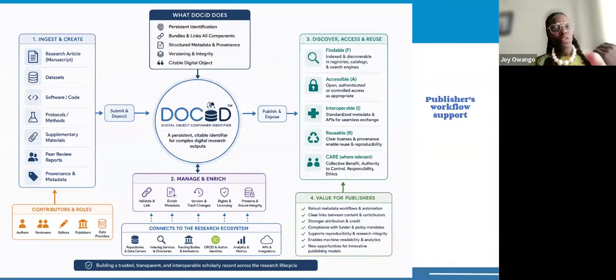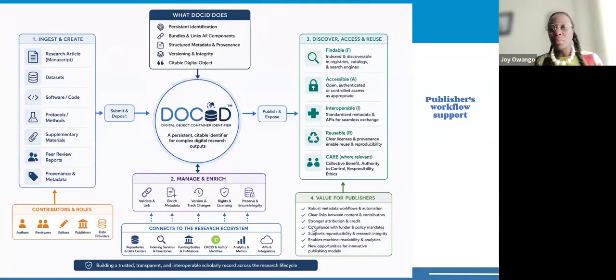And this ecosystem is where you have all your extra information, assigned their respective persistent identifiers, complete with the contributor roles. And also it helps at the end of the day, it will be able to manage and enrich the entire ecosystem because you're able to validate the links, enrich the metadata. You can have versions and track changes, rights and licensing. And then at the same time, what DOCiD does at the end of the day is persistent identification, bundles and links of all components complete with their respective identifiers. You end up having structured metadata and provenance and versioning and integrity. And it is a citable digital object. At the end of the day, it's a citable digital object.